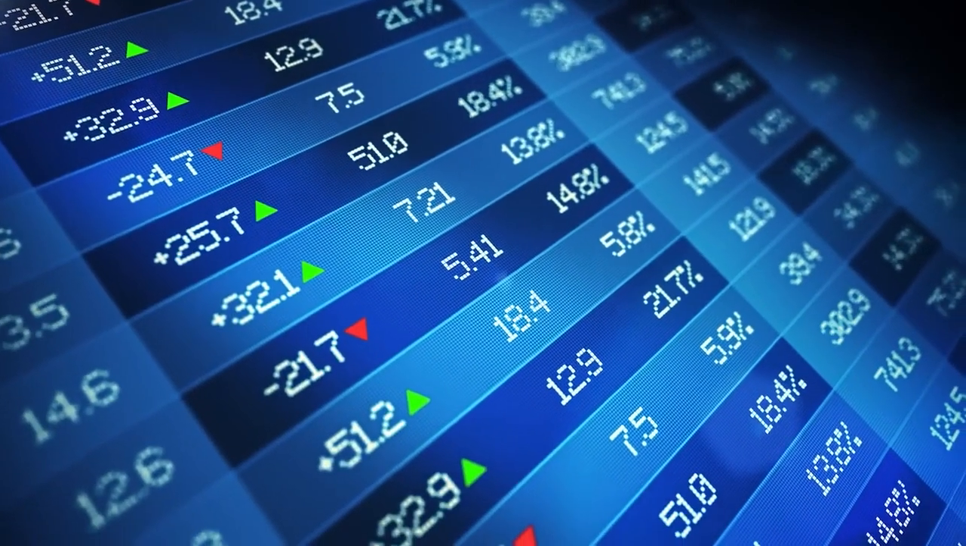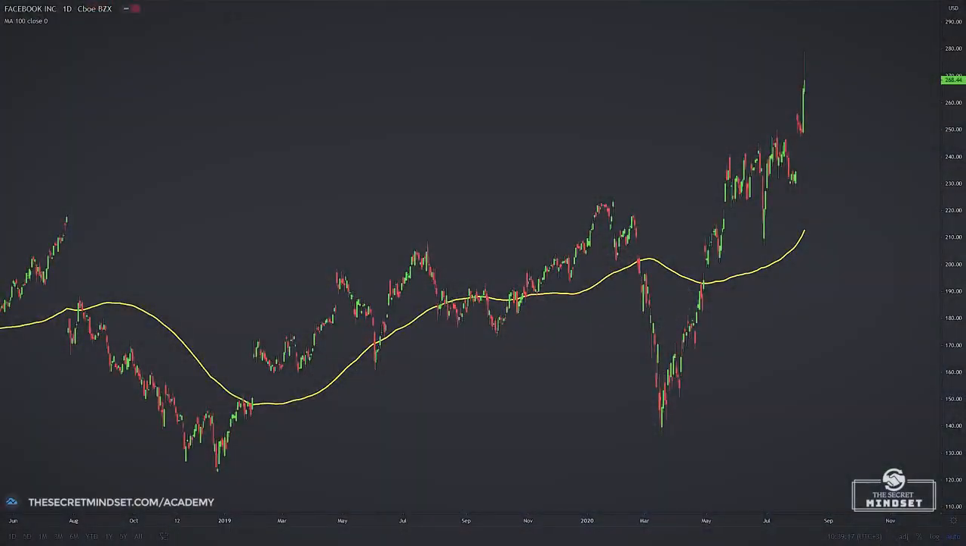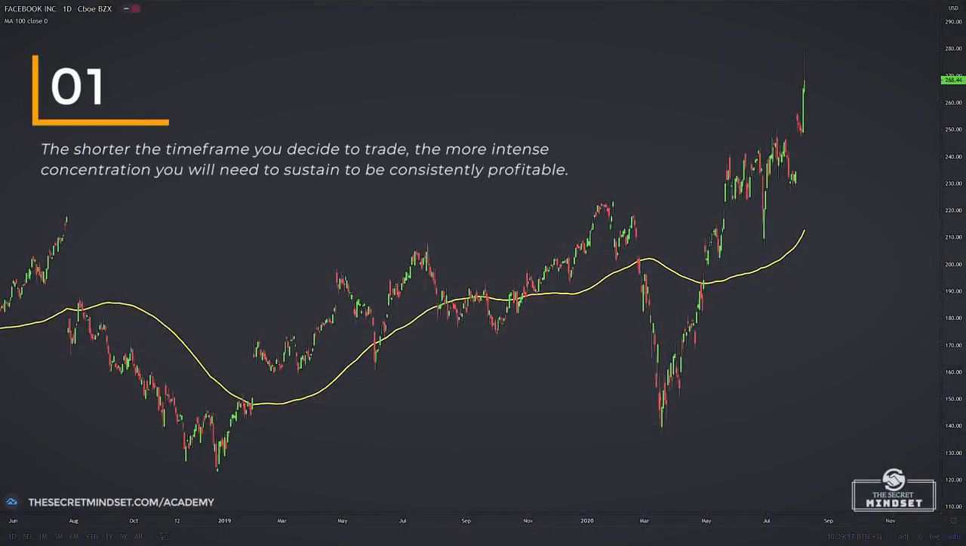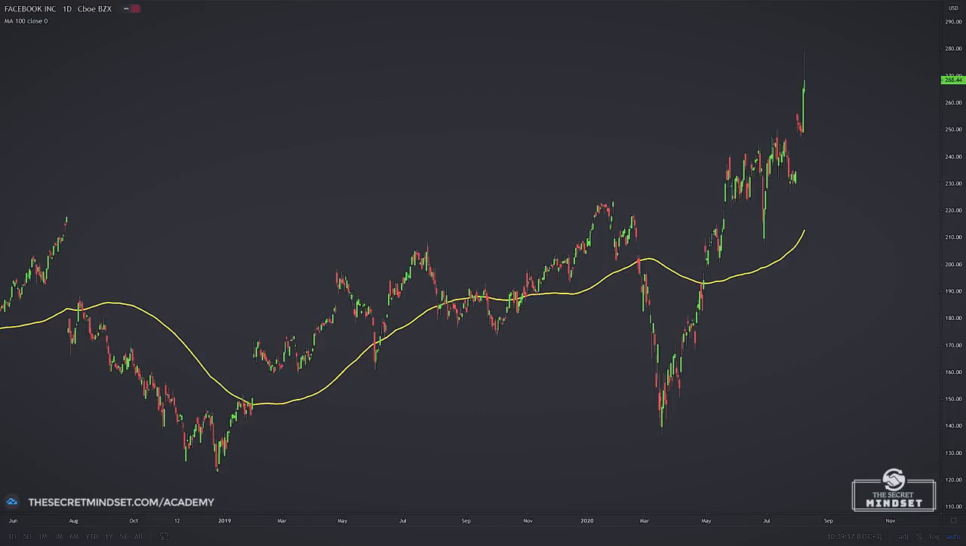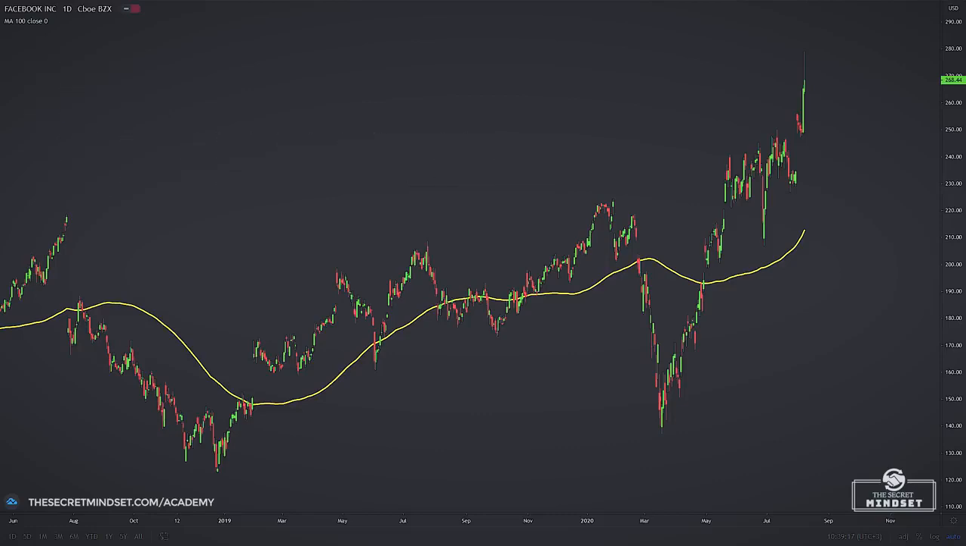Before you decide on your chosen timeframe, remember these two principles. First, the shorter the timeframe you decide to trade, the more intense concentration you will need to sustain to be consistently profitable. Second, as a rule, traders who start out trading longer timeframes and trade those timeframes successfully for months or years have a much higher success rate than those traders who jump straight into the 5-minute charts. So choose your timeframe carefully.